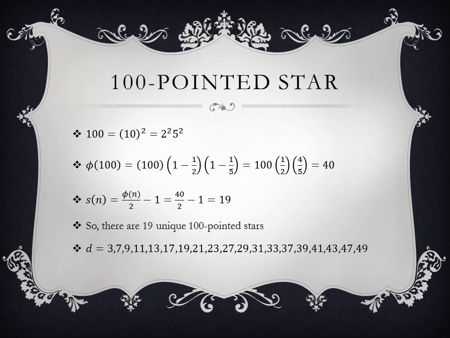Now let's try an example where n equals 100. This would be really hard to do by hand. To start out, we need to know phi of 100, which is 100 times 1 minus 1 half times 1 minus 1 fifth, which is 40. So the number of unique 100-pointed stars is phi of 100 over 2 minus 1. So there are 19 unique 100-pointed stars. The values of d for these stars are all the numbers between 2 and 49 that are not divisible by 2 or 5. So 3, 7, 9, etc.